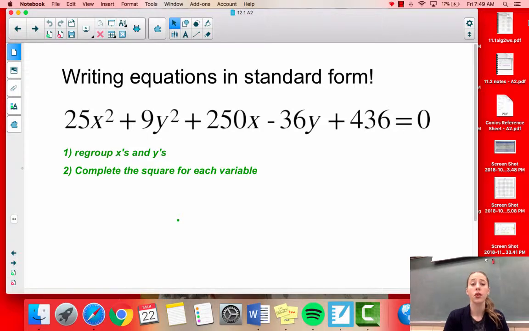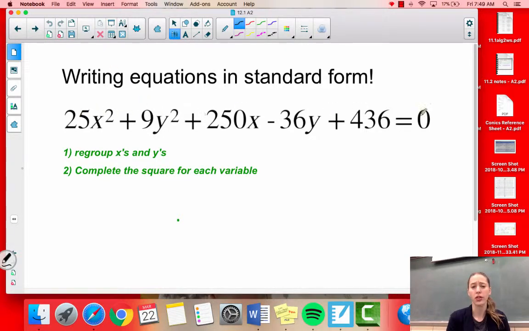Alright, so there are two steps when we're going to be writing an equation in standard form. The first one is that you need to regroup all the x's and the y's together, and then the second step, once you've done that, is to complete the square for each variable. What that's going to do is have your x's and your y's each in its factored form. Alright, let's go ahead and get started with this example.